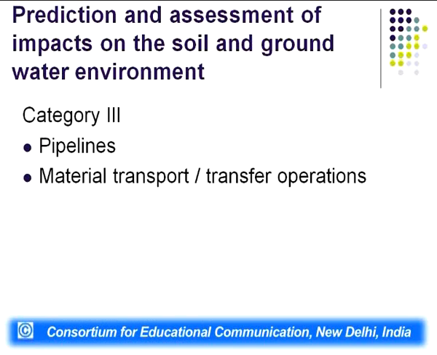Now, prediction and assessment of impacts on the soil and groundwater environment. In category 3, we will have to find out if there are pipelines or not, and if there are pipelines, what hazards they can put, and the material transport or transfer operations.